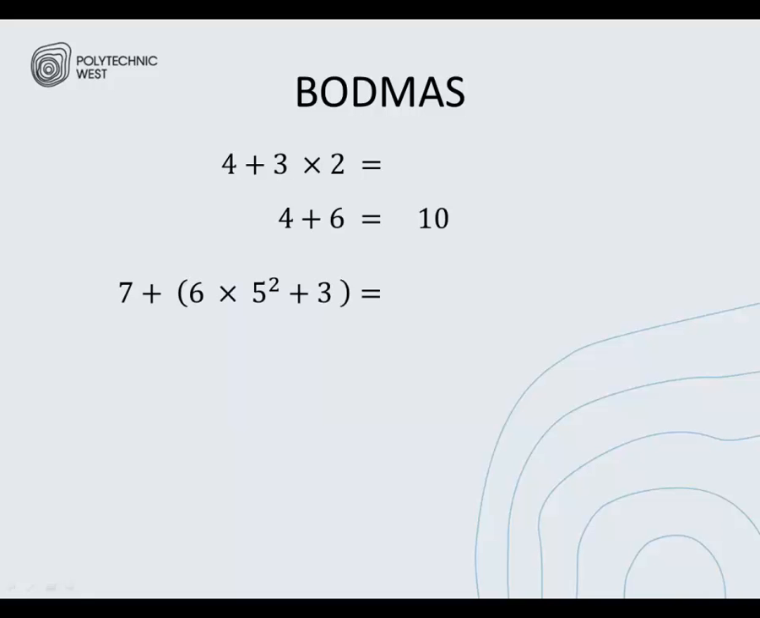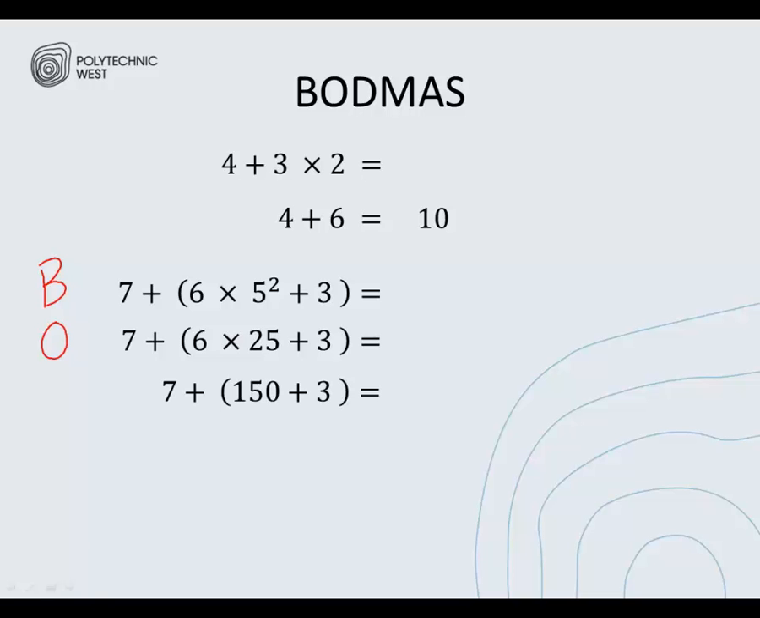Let's do another one here. 7 plus, brackets, 6 times 5 squared plus 3, close brackets. So what we do here is we go along and the first thing we have to do is address the bracket. So we're going to just look at everything inside the bracket to begin with. That's the first thing we're going to do. Brackets, B. And then the next thing we see is that we have a squared, which is a power, which is of. So that's the next thing we do. So we've got 5 squared, 5 times 5 is 25. Next, we're still dealing with the bracket, we do the multiplication.